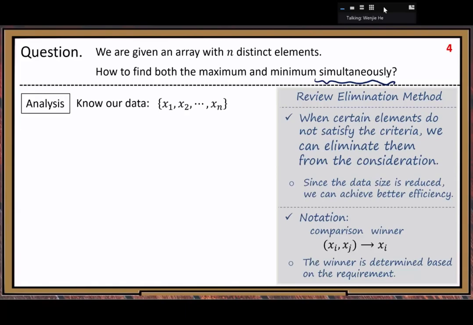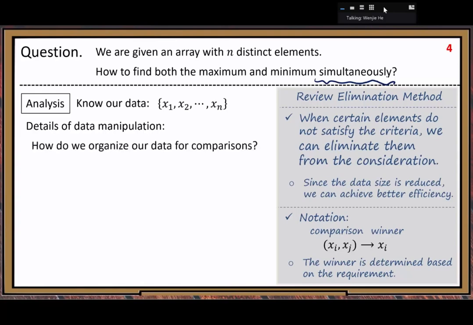Yeah, based on requirement. All right. Now, let us do our data manipulation here. We need to work on the data.